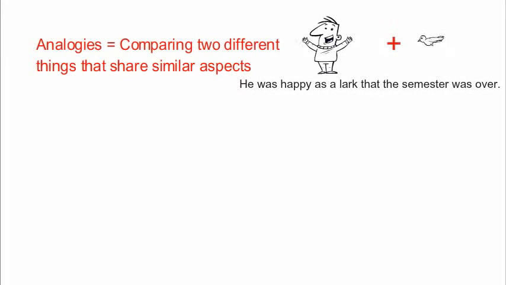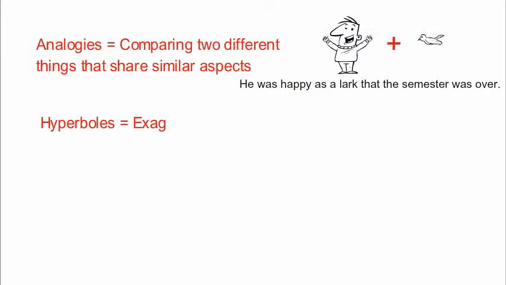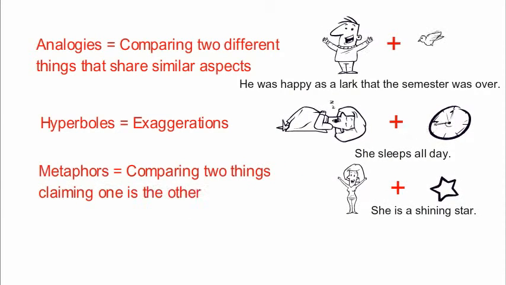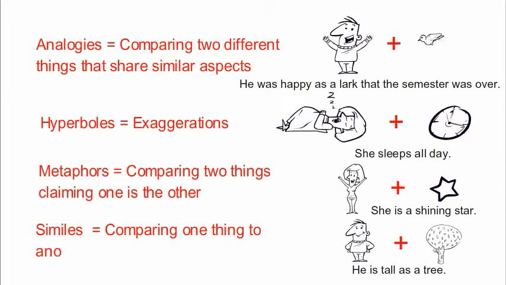For example, some rhetorical devices include analogies, comparing two different things that share similar aspects, hyperboles, an exaggeration, metaphors, comparing two things claiming one is the other, and similes, comparing one thing to another.